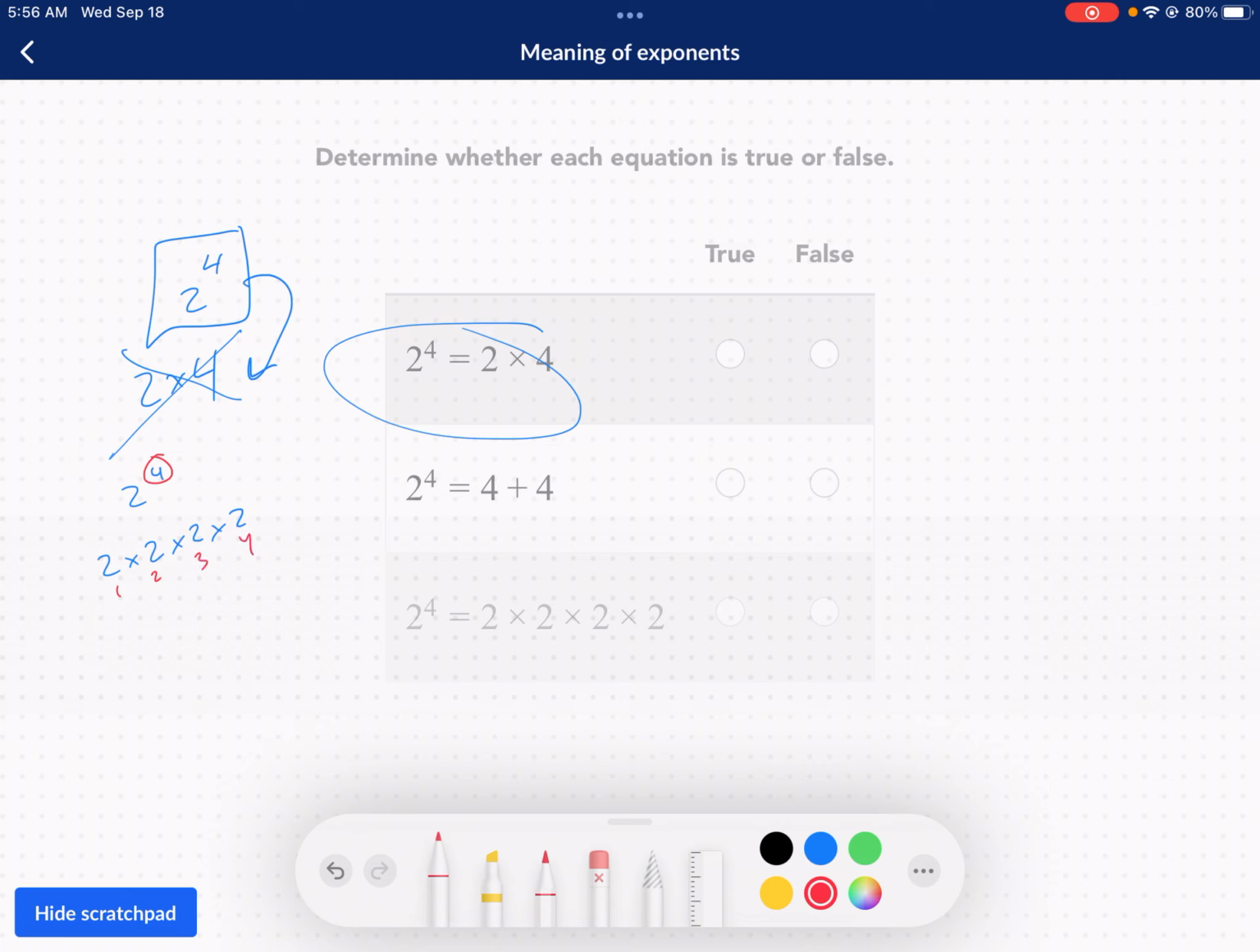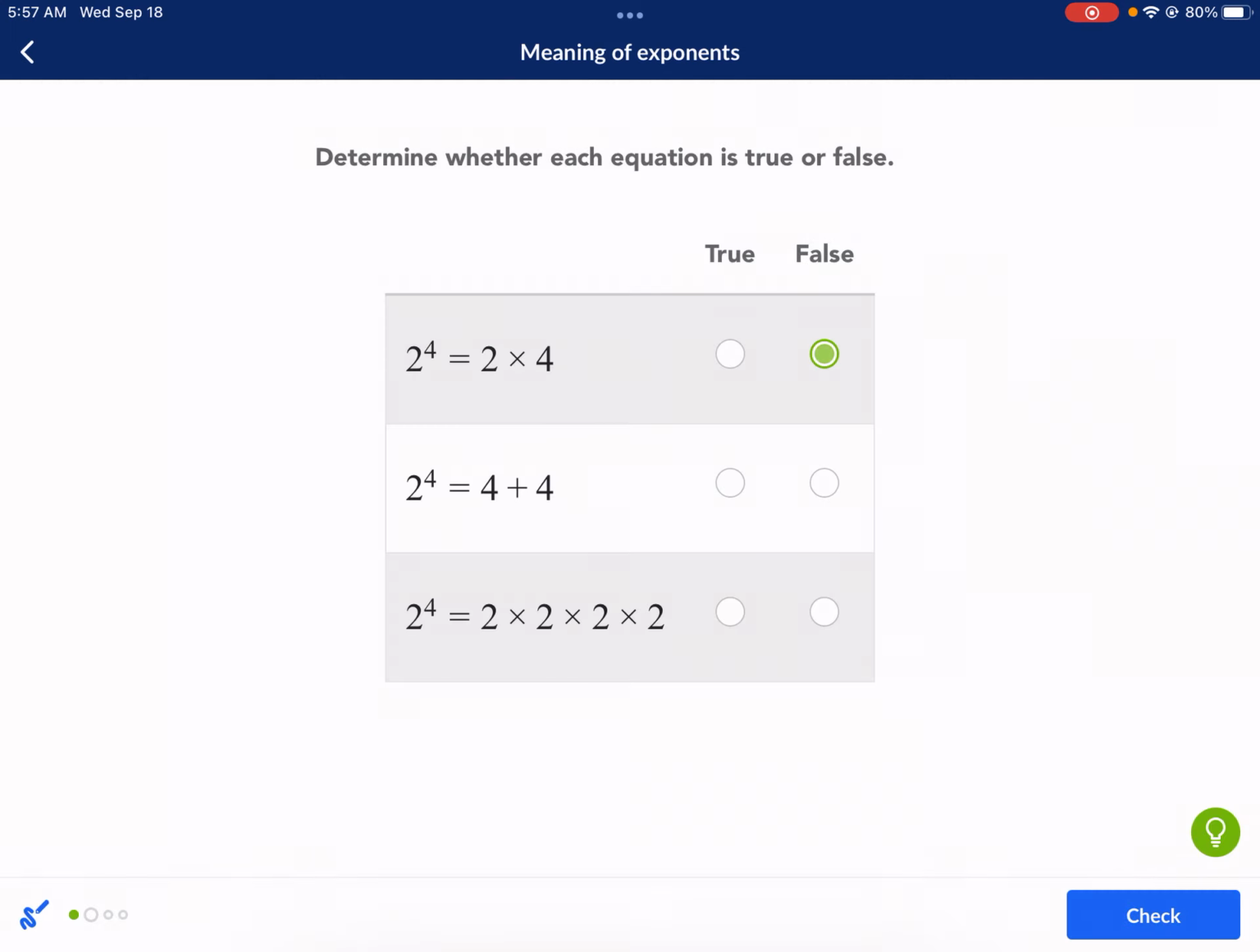1, 2, 3, 4. There's our base, 4 of those, multiplied by itself 4 times. So this first one is false. The second one is also false. We just said that it's multiplied by itself, and we just have 4 plus 4. That's completely wrong. And then finally, we have the correct version, which is 2 times itself 4 times.